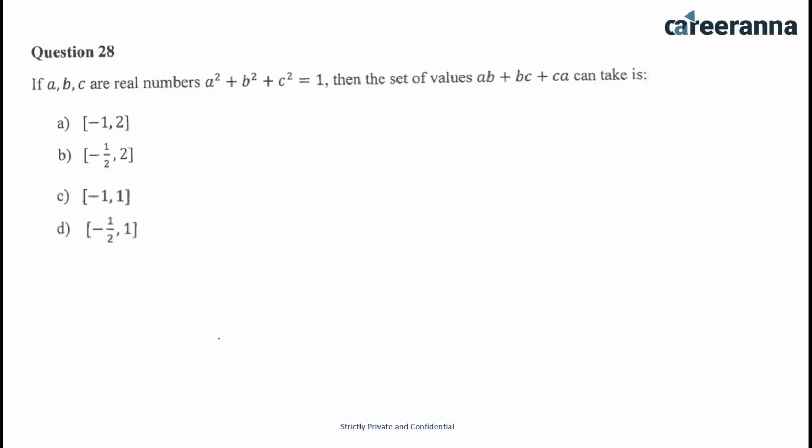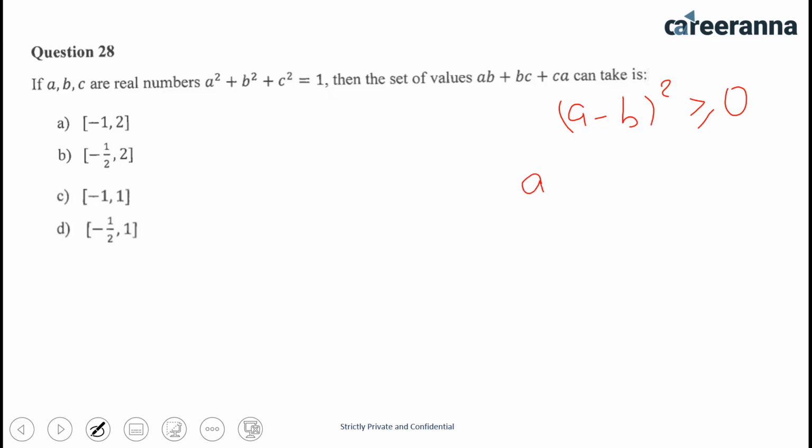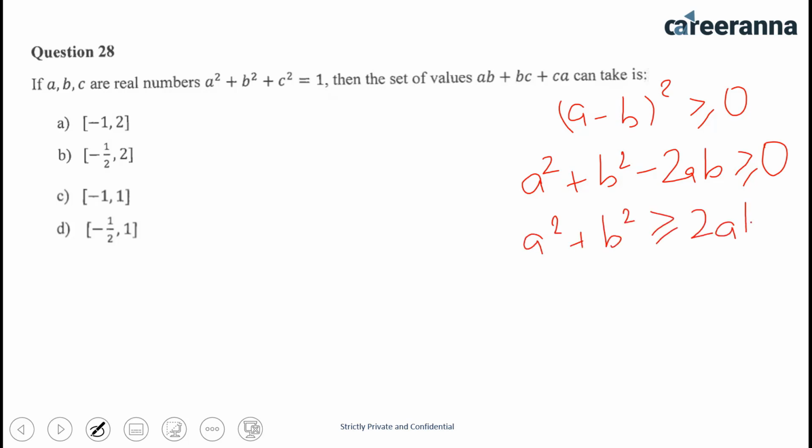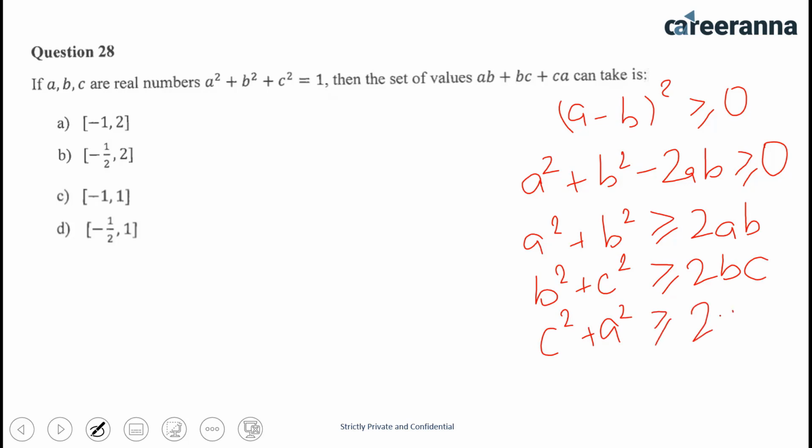So for example, if I talk about a minus b whole square, only this square I'm taking. So I know this value is always greater than equal to 0. If I open this, this will become a square plus b square minus 2ab, and it should always be greater than equal to 0. So for this value, I can say that a square plus b square is always greater than equal to twice of ab. Can I say this is going to be valid for bc as well? This implies b square plus c square is greater than equal to twice of bc, and similarly c square plus a square is greater than equal to twice of ca. So I have three cases, 1, 2 and 3.